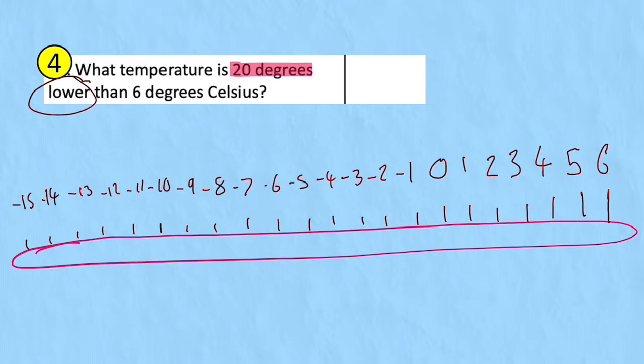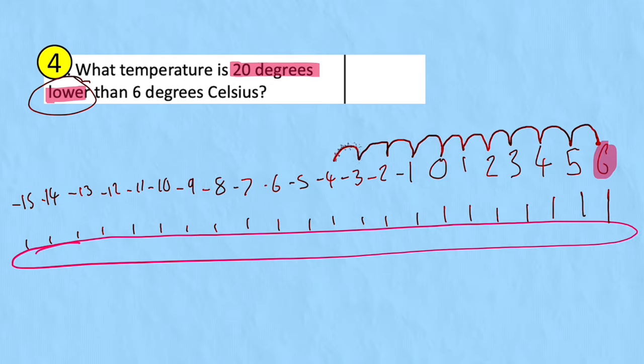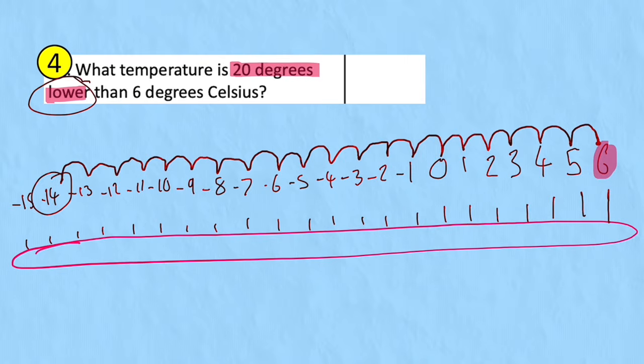So it says what temperature is 20 degrees lower than 6? So we start at 6, we're going 20 degrees lower. So here we go, count with me. 1, 2, 3, 4, 5, 6, 7, 8, 9, 10, 11, 12, 13, 14, 15, 16, 17, 18, 19, 20. And I land on minus 14 degrees. So my answer is negative 14 degrees Celsius. Make sure I put this little unit, otherwise I might not get the answer.